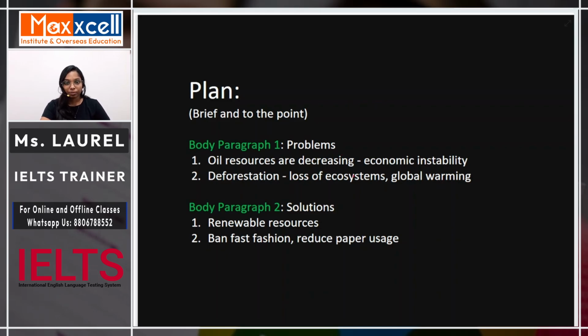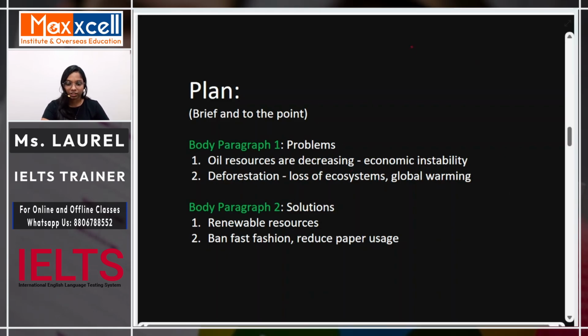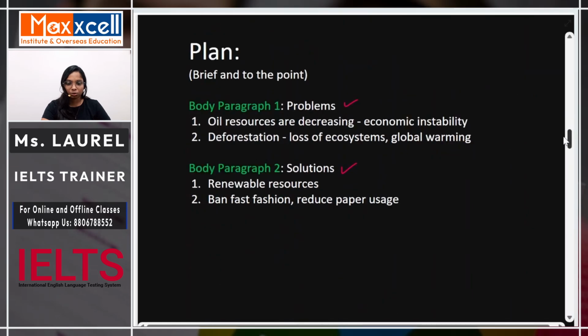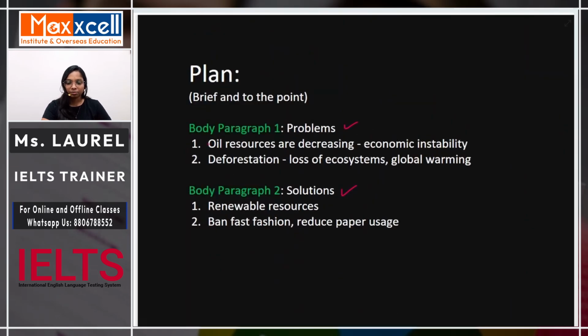Now, in case of this example essay, how are we going to plan it? We need to have body paragraph 1, which is dedicated to the problems, and body paragraph 2, which is completely dedicated to the solutions. The 2 things that are mentioned in this question, as you can see, are oil and forests. So, we are again going to discuss these 2 problems in detail. And here you can see oil resources are decreasing. So, this is the problem that we have encountered.